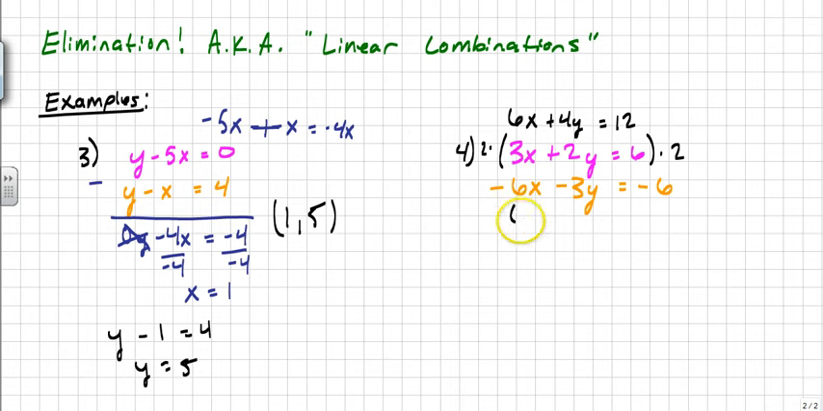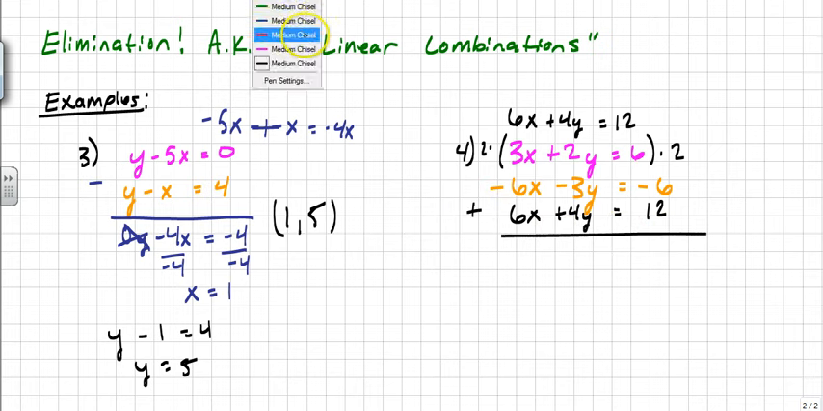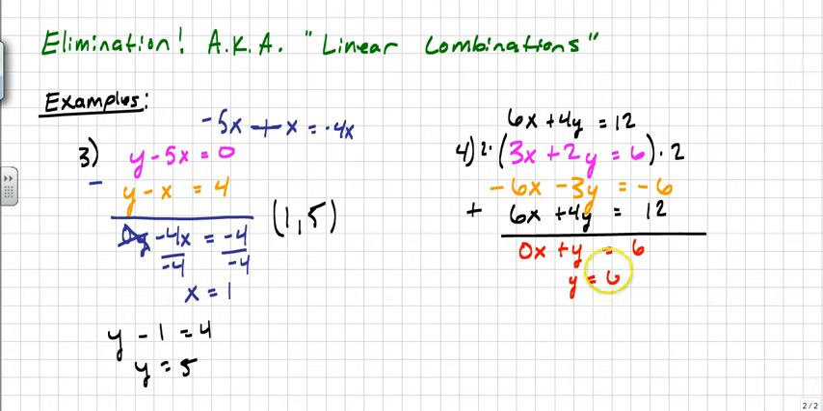So I'm going to do that. I'm going to rewrite this down here: 6x plus 4y equals 12. And I'm going to add these together. So negative 6x and 6x is 0x. That's what I wanted. They go away. Negative 3y plus 4y is just y. And negative 6 and 12 is just positive 6. So this leaves me with my answer: y equals 6. No other work to be done there.